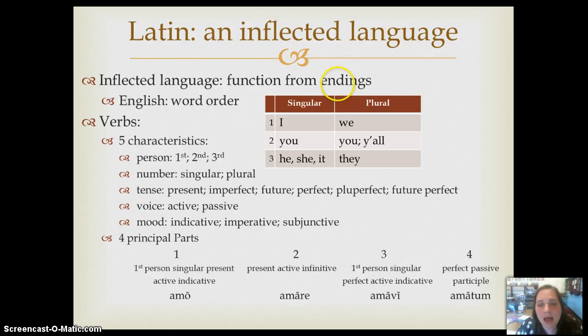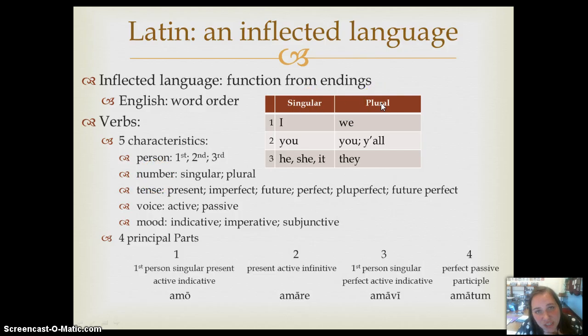So you need to learn how to form the 5 characteristics of the verb and all of its possibilities, and the process of doing that is called conjugating. Verbs have 5 characteristics, and switching the characteristics will switch the endings of the verbs. Verbs can be first, second, or third person. So that's the first characteristic. Second characteristic is number, that can be singular or plural.